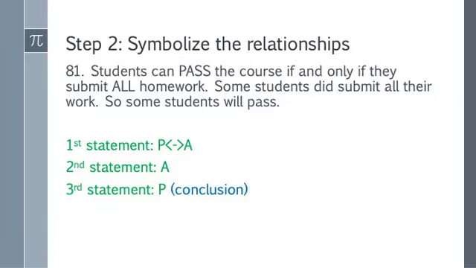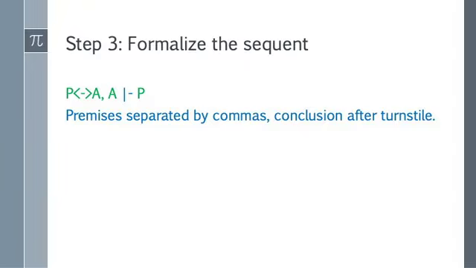Now, step 2, symbolize the relationships in this argument. The first statement says, students can pass if and only if, so now we know that we have a biconditional, right? The pair of conditionals going in both directions, P double arrow A, if they submit all their homework. The second statement says some students did submit all their work, so there's A, this is a fact. And then the third statement, the conclusion, just says P, some students will pass. From that you formalize your sequent: take the premises you just had, P double arrow A and A, and then put your conclusion after the turnstile.